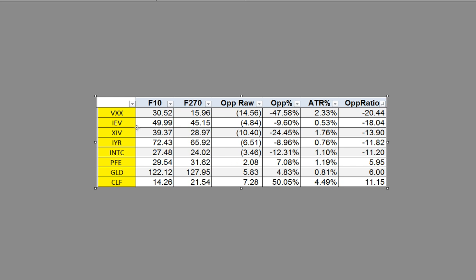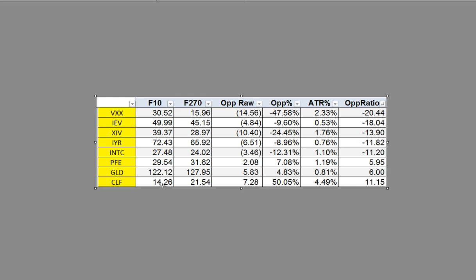And so I've taken the two extremes of the report, and we'll look at the VXX, which has a 10-period forecasted price of 30.52, forecasted 270-period price of 15.96. There's a $14.56 opportunity in the VIX, which divided by price is 47.5%, and with a 2.33% ATR percentage gives us a ratio opportunity of 20 to 1. 20 ATRs potentially available.